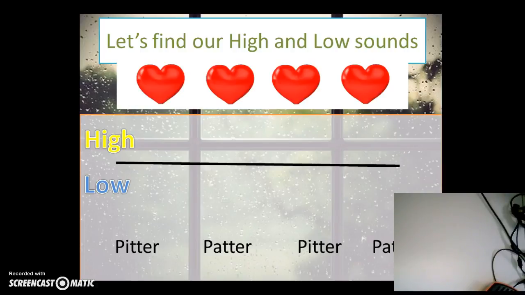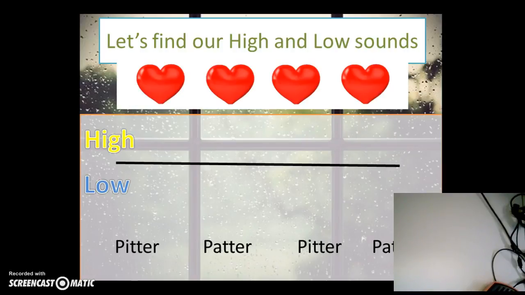Do. Or a low sound sounds like this. Do. So we're trying to find where these pitter patters are going to sit. Let's listen to the first pitter patter. It sounds like this. Pitter patter.